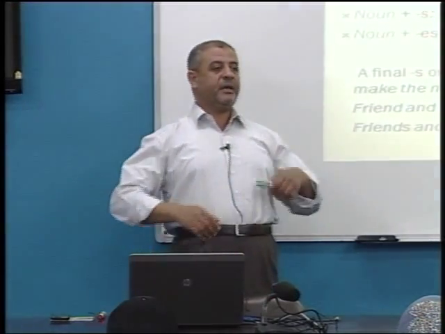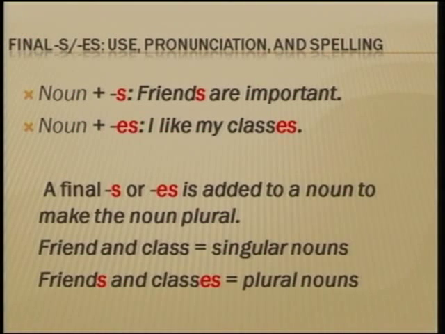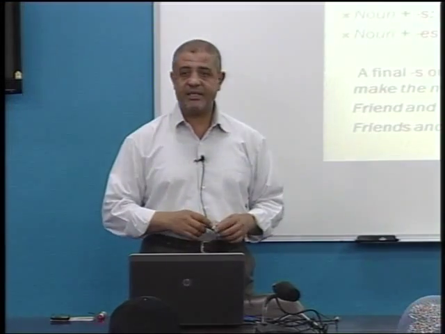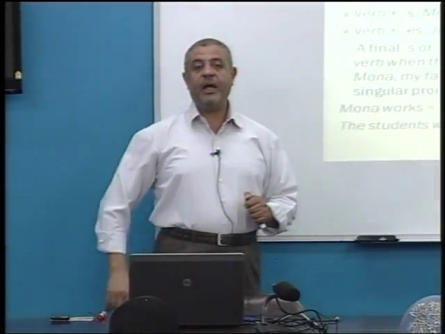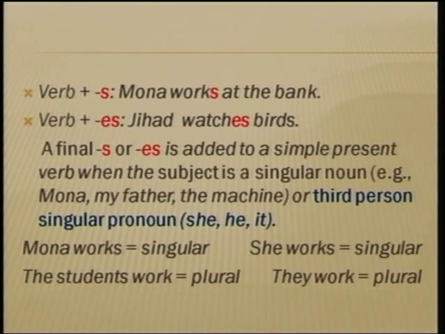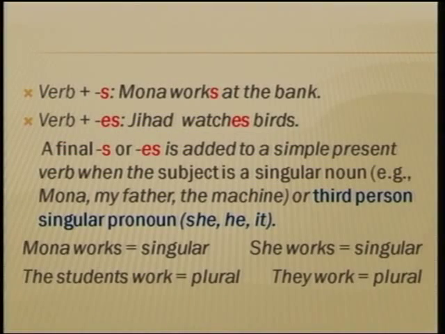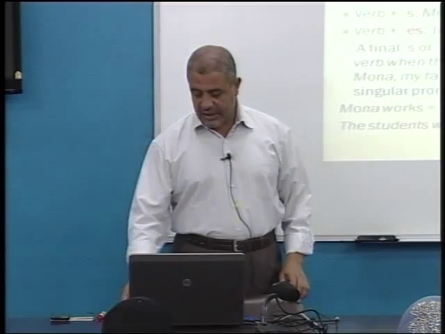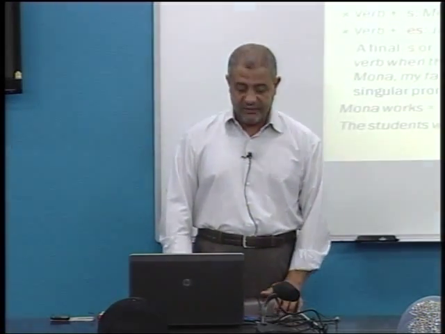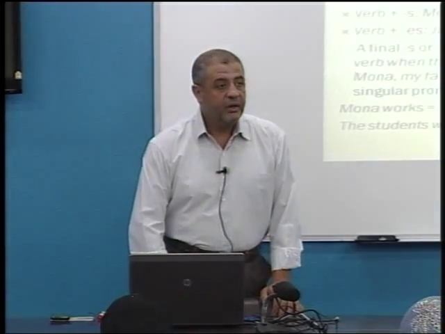Okay, again, how can we make the plural from nouns? By adding final s or es to a noun. That's it. Just add s or es to the noun, and it turns into plural. Now, what about the verb? If you look at this sentence, Muna works. Jihad watches. They watch. We watch. We work. He works. She works. How did we make the plural from the verb? By adding s or es. So again, how do we make the plural from the nouns and the verbs? We just add s or es. Good, thank you very much.